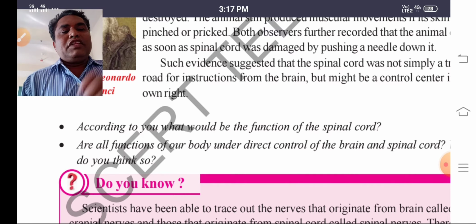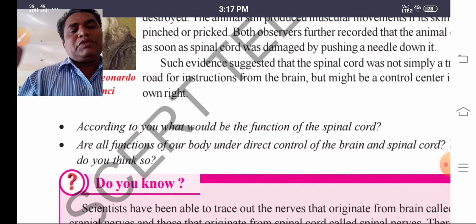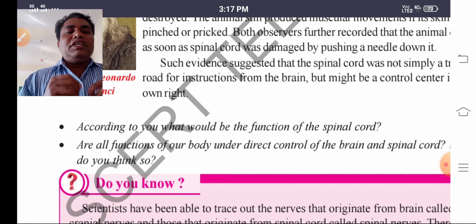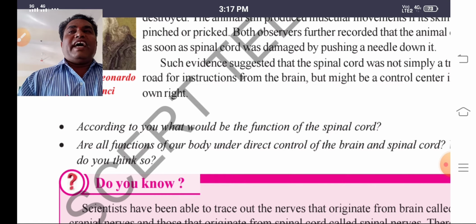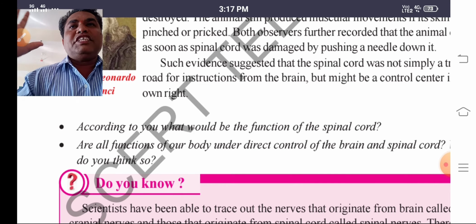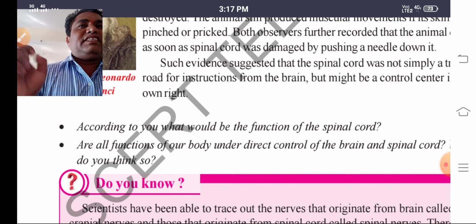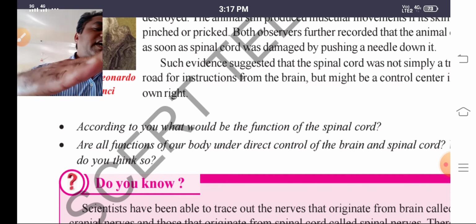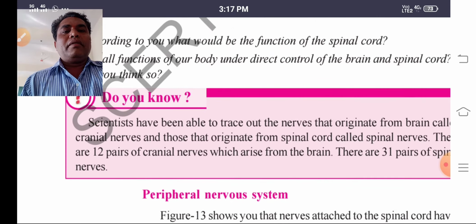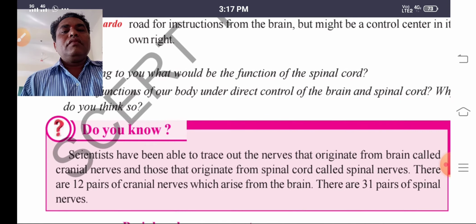So from this we learn that the spinal cord will respond to carry out the reflex actions. So the question is, who will carry out reflex actions, the brain or the spinal cord? The answer is the spinal cord. So the spinal cord is responsible to carry out reflex actions. What are reflex actions? We will study that later. So let us think of it here.